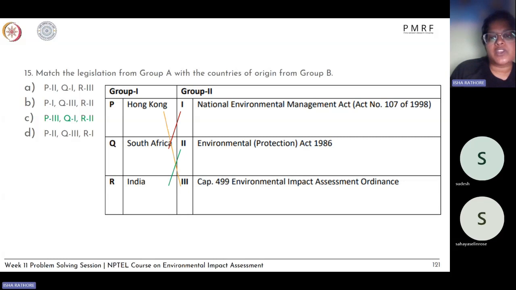That is, for Hong Kong, we have the Environmental Impact Assessment Ordinance, CAP 499. So P matches with 3. For South Africa, we have the National Environmental Management Act, Act number 107 of 1998. So Q matches with 1. And then for India, we have the Environmental Protection Act of 1986. So R matches with 2. Okay, so C is the correct answer. That is P matches with 3, Q matches with 1, and R matches with 2.